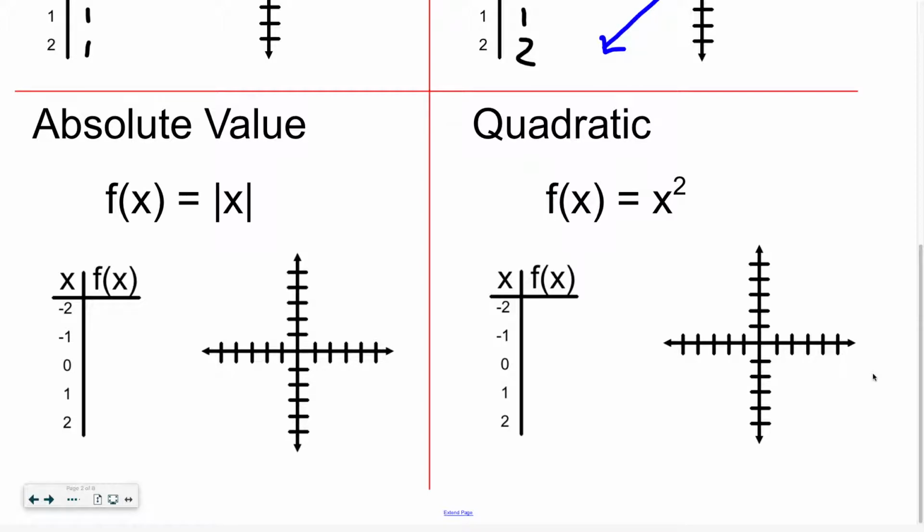Absolute value is different. Whatever you put in, it's always positive. This is a parabola. Yeah, the absolute value is a parabola.